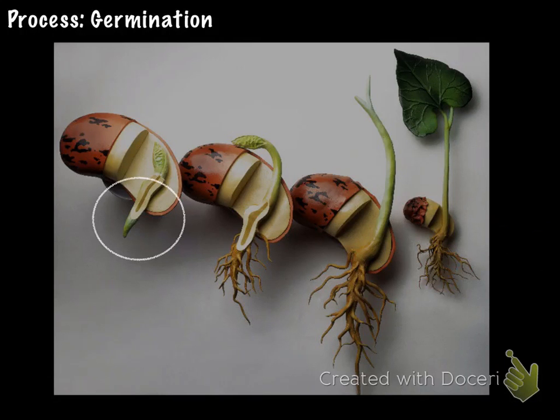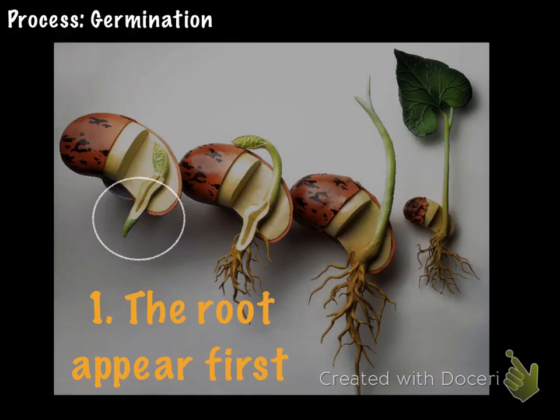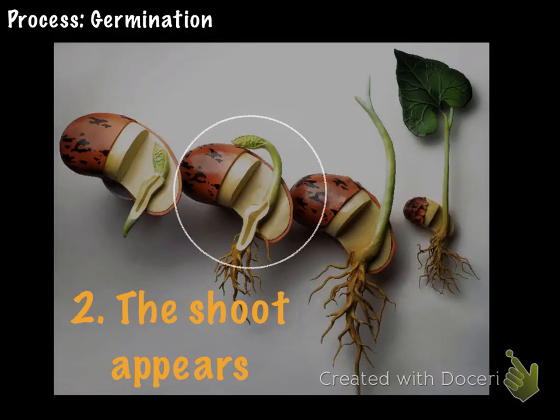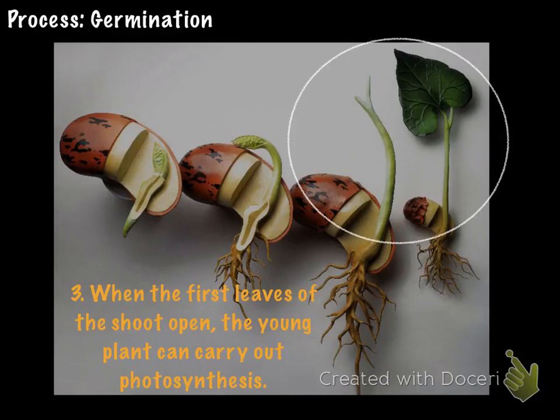Now, let me describe to you the process of germination. Step 1, during germination, the root appears first. Step 2, then the shoot will appear. Then number 3, when the first leaf of the shoot opens, the young plant can carry out photosynthesis because it contains green leaves, right?